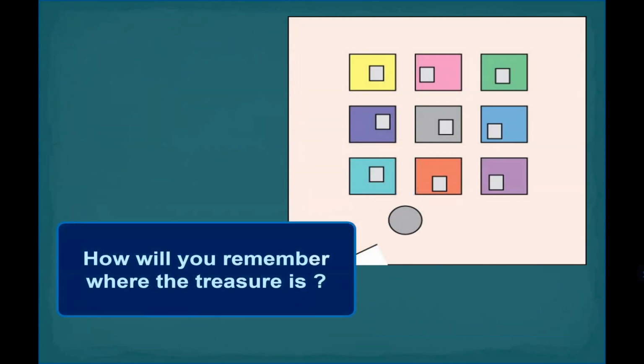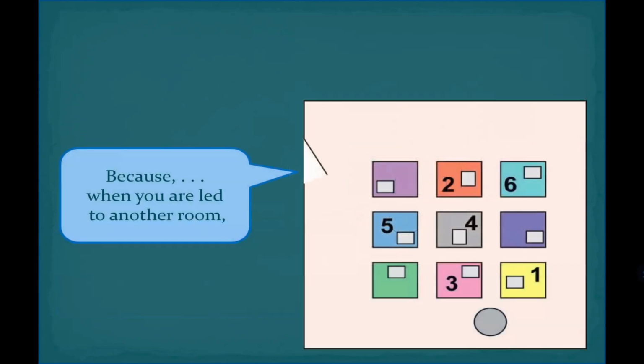How are you going to remember where that treasure is? Because we're going to lead you into another room. And it also has 9 identical tables with 9 identical books on it. And we're going to walk you over to stand in front of it right there. And you're going to say, is that treasure under table number 1, 2, 3, 4, 5, 6? Those are the 6 tables that different teachers remember that treasure being hidden under.